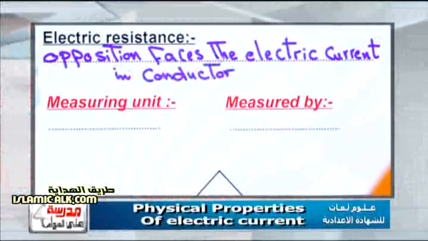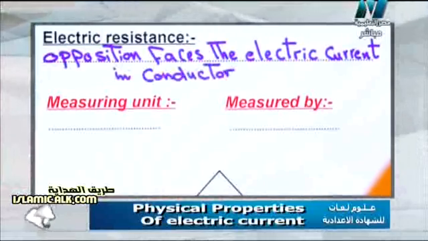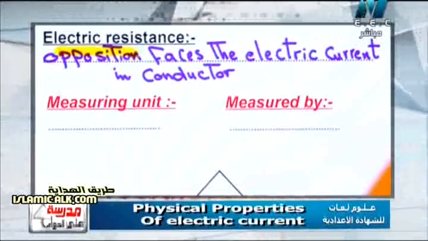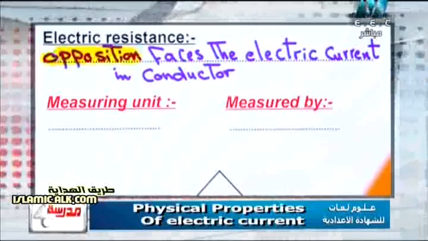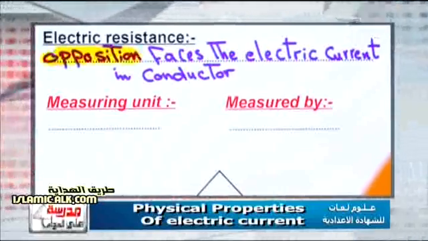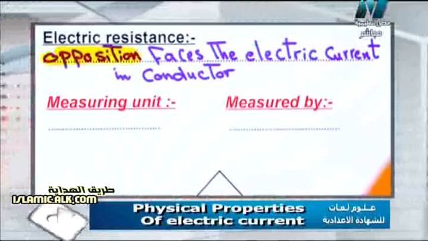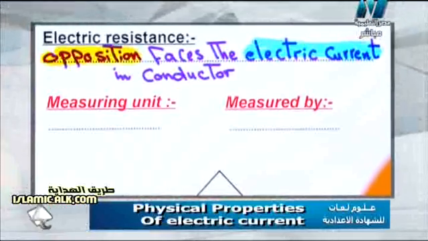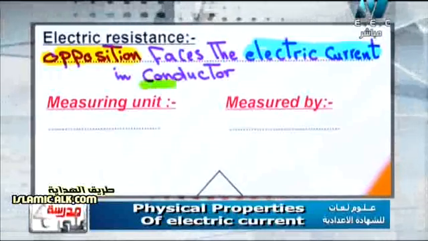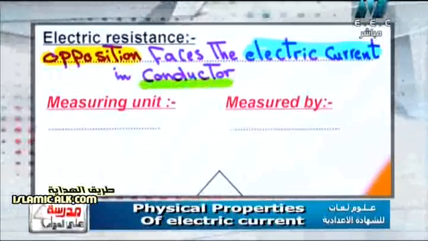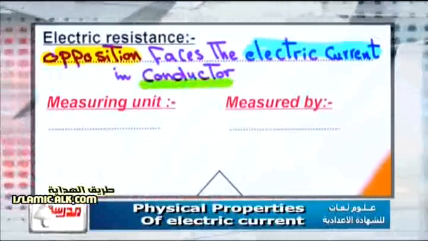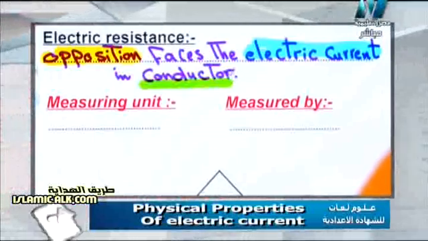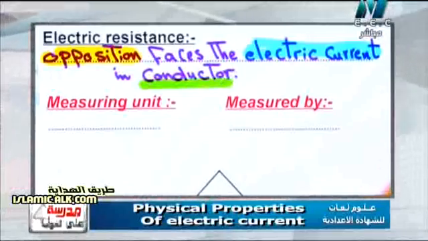So we have to talk about number 1, the opposition, الممانعة, that faces the electric current, التيار الكهربي, in a conductor, في سلك, which means something that conducts electricity. As we studied before in the primary stage, we talk about good conductors of electricity such as metals.